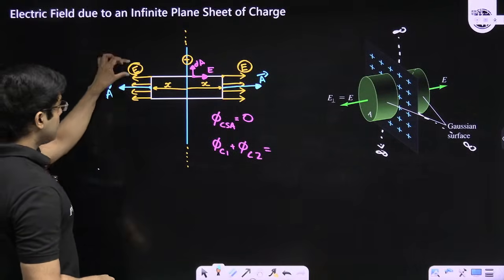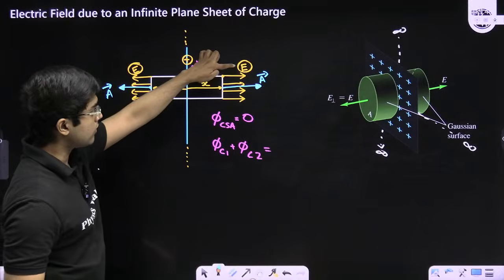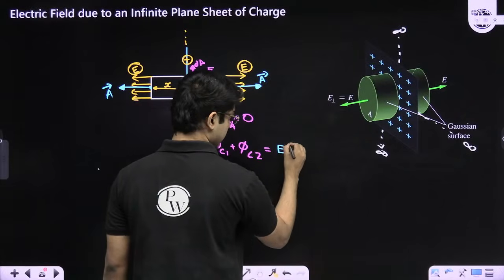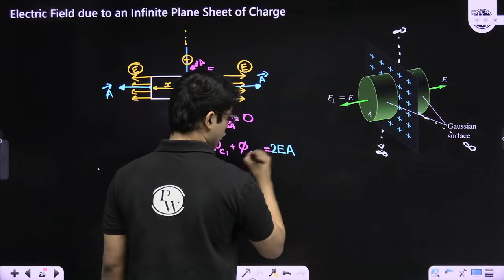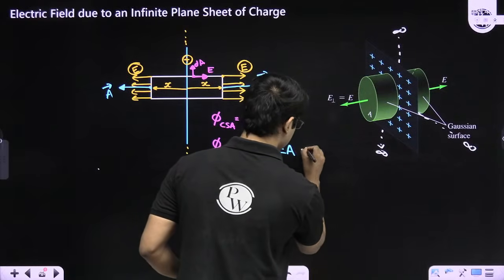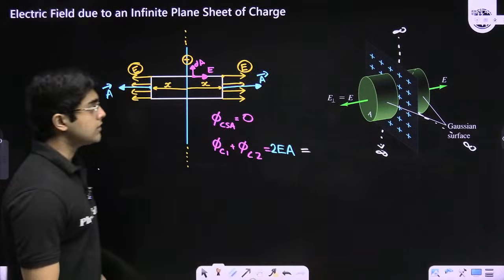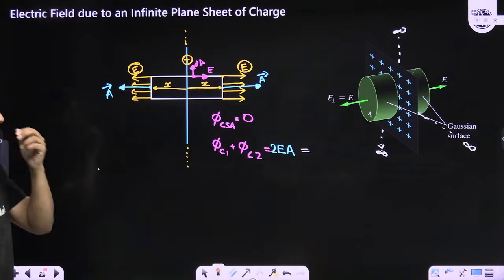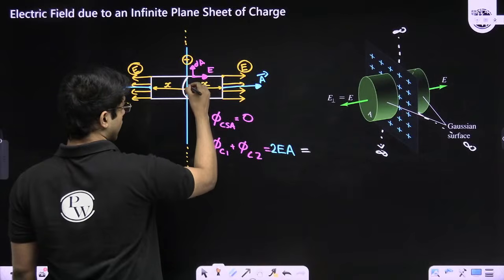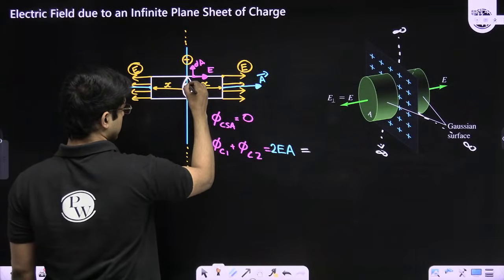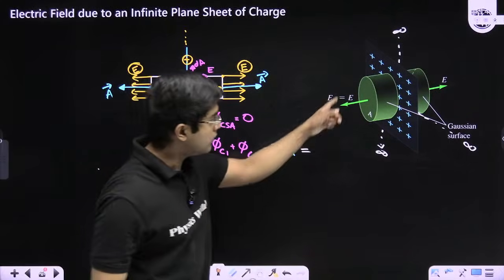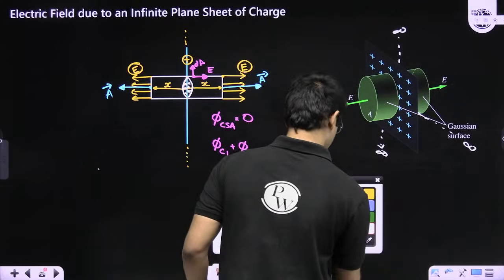So here the flux will be E into A. Here also the flux will be E into A. So this will be EA plus EA, which is 2EA. This is the left hand side, and the right hand side will be Q enclosed by epsilon naught. On this cylinder, charge is enclosed on the circle in the center. In this view it will be a bit easier to understand.